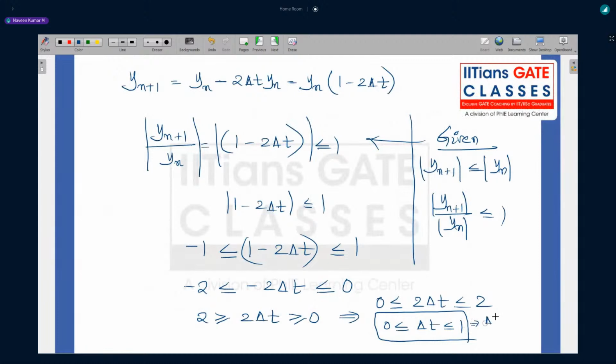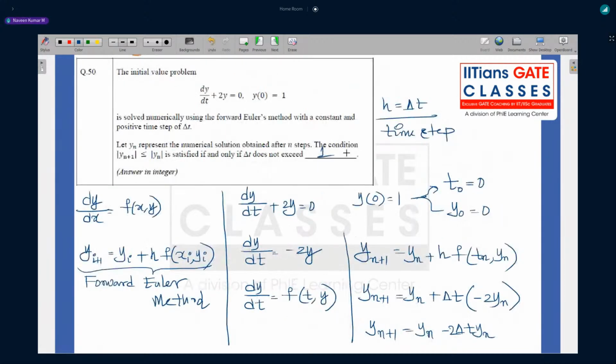So dt should not exceed 1. That's it. The answer should be 1. You have to put 1 as the answer. That's it, guys.